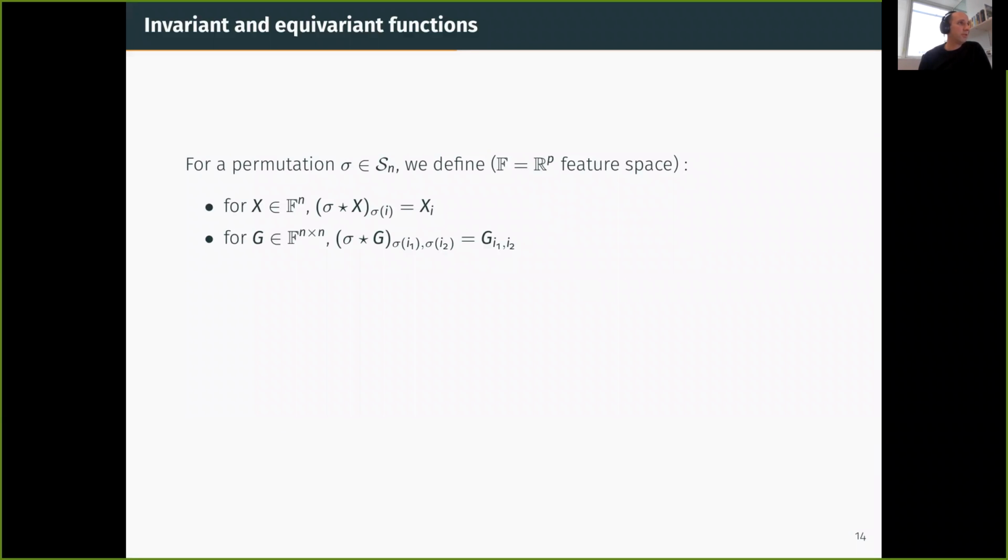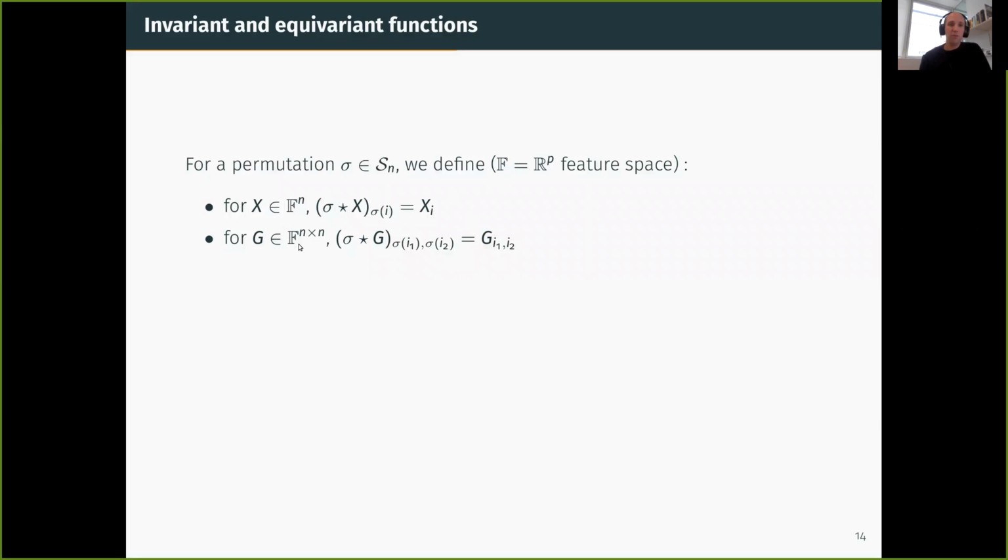So to make the notation clear, the group of symmetry is the symmetric group, which is denoted Sn, where n will always be the number of nodes in my graph. I will always represent a graph basically as an adjacency matrix, but you can put features either on edges or on nodes. So this set of features will be denoted by F. So a graph is a matrix of size n by n with coefficients in F.